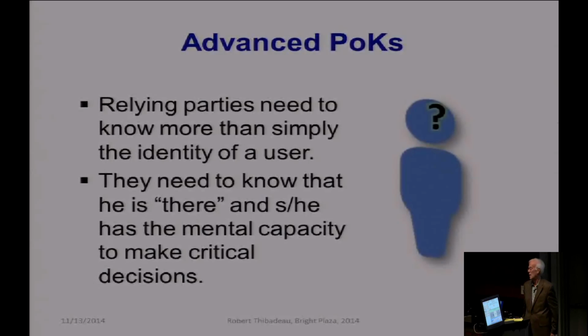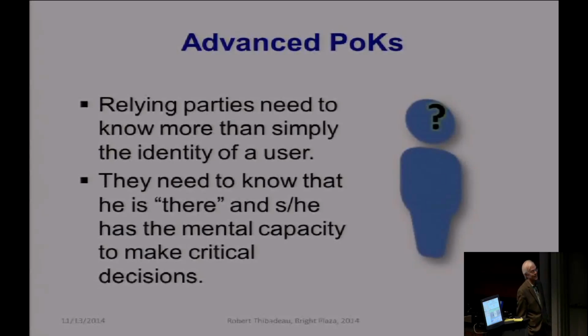So the next discussion is really this idea of, once you create the privacy between the proofs of knowledge and the relying parties, then you get into some really interesting cases of advanced proofs of knowledge. And we'll get a little bit into, we'll get a lot into this. But relying parties often need to know more than simply the user's identity. They're sort of getting away with knowing the user's identity.